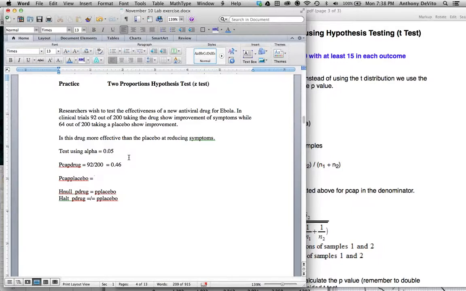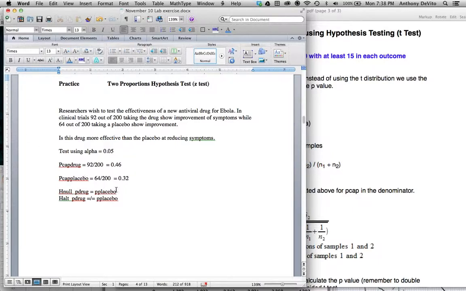Okay, P cap for the placebo is what? How many people improved out of the number of people that took the placebo? 64 out of 200. So the proportion in our sample that improved among the group that took the placebo is 0.32. It looks like the drug is doing something, right? But now we need to prove that.